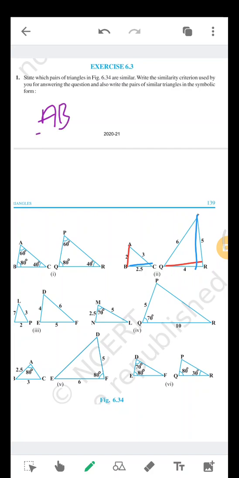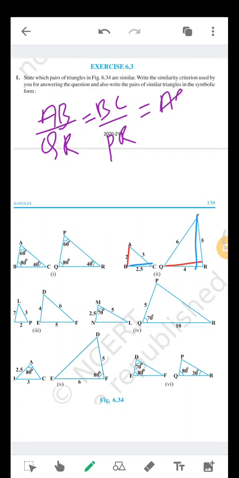Okay, so I can write in this way, AB by QR is equal to BC by PR is equal to AC by PQ. So all these ratios are equal, so I can say that these two triangles are similar.